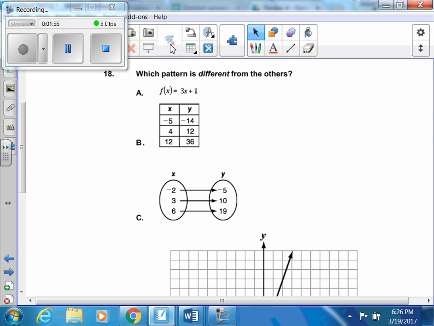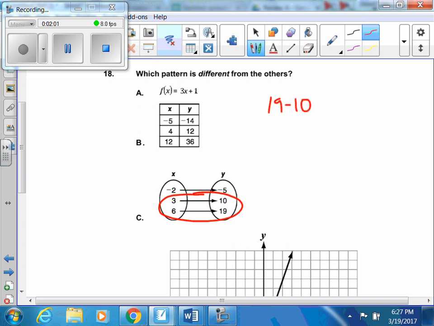But let's go ahead and find the rate of change here. Let's do the rate of change with these 2 points right here. 19 minus 10, the y coordinates, over 6 minus 3. That's 9 over 3, and that's 3. So the slope here is 3. Again, the slope here is 3.